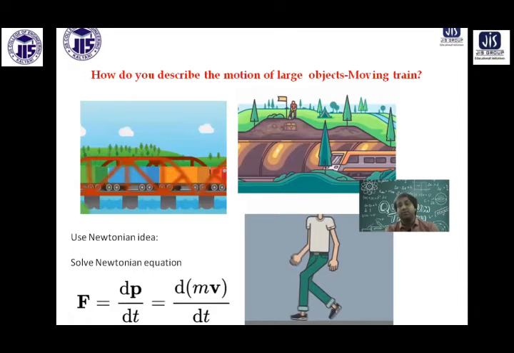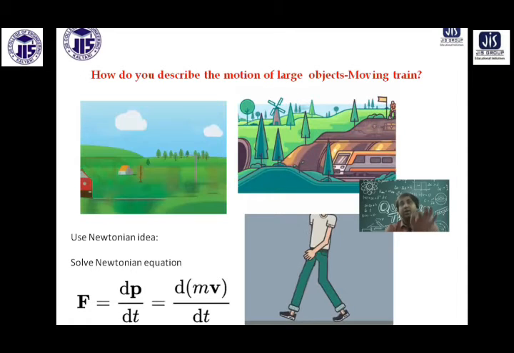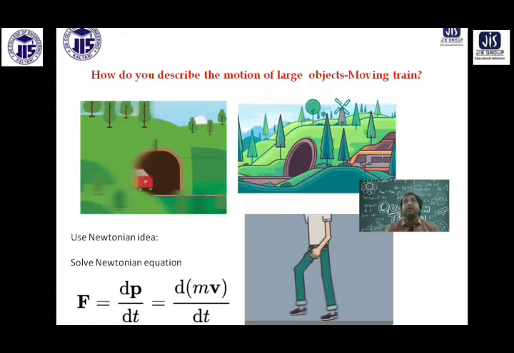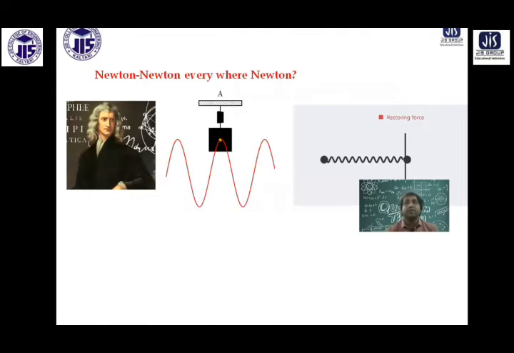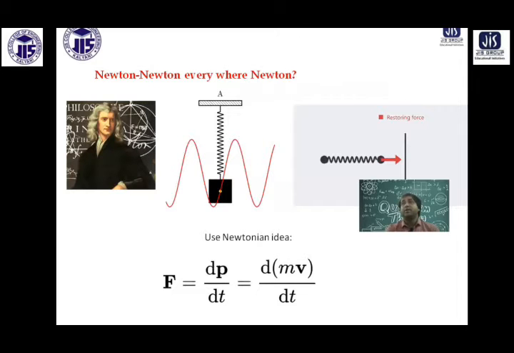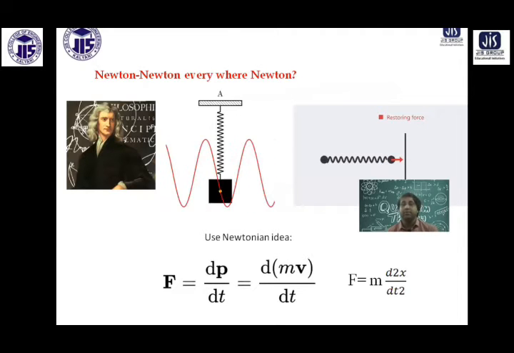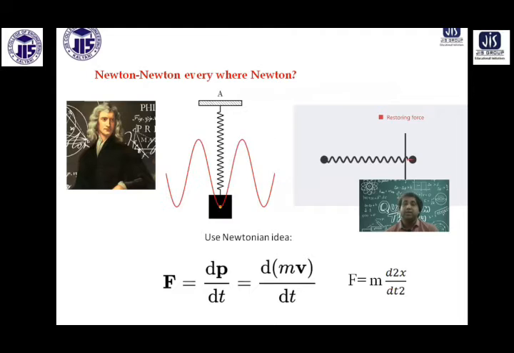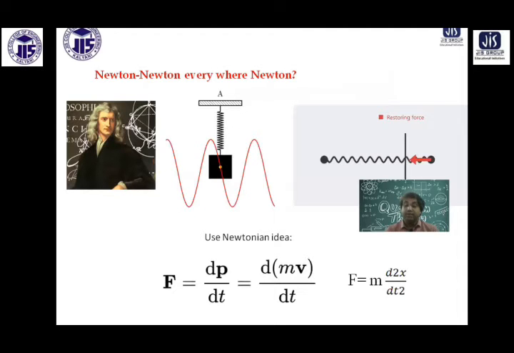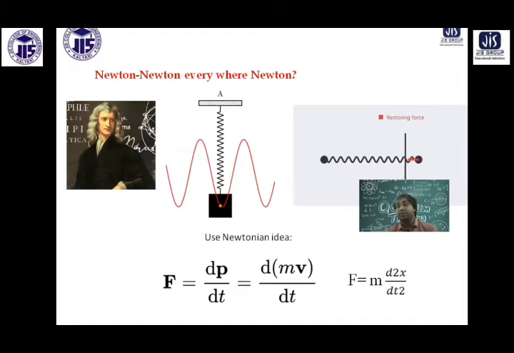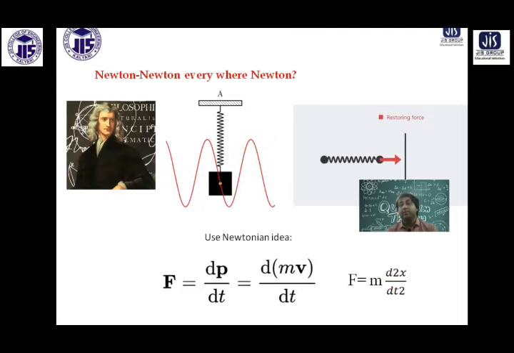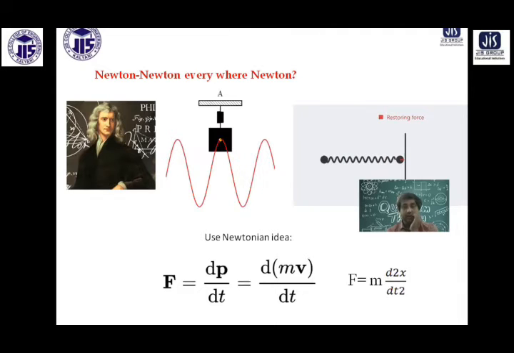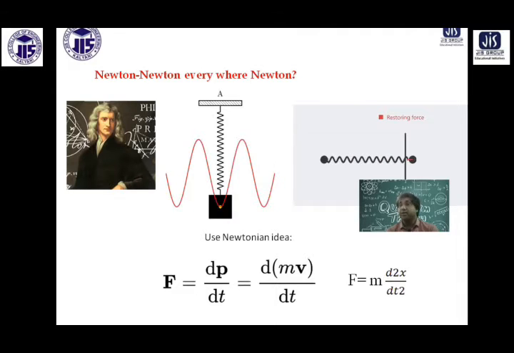Now look at this, it is Newton's second law: force equals rate of change of momentum. I can write this equation in this form: F is equal to m dv/dt, which is nothing but F is equal to m d2x/dt2. So this equation is nothing but a differential equation. You can write d2x/dt2 is equal to F by m. So Newton's equation is also a differential equation. And what is the order of this equation? It is a second order first degree differential equation.